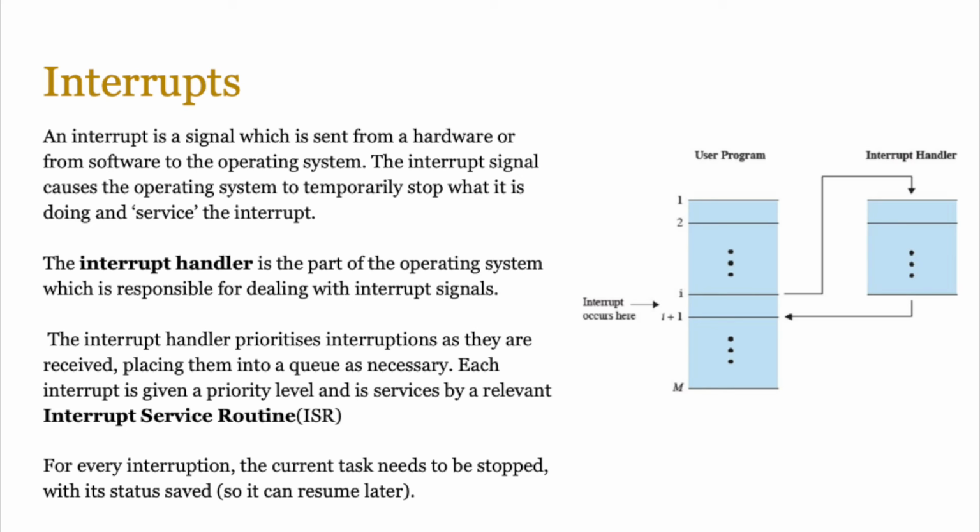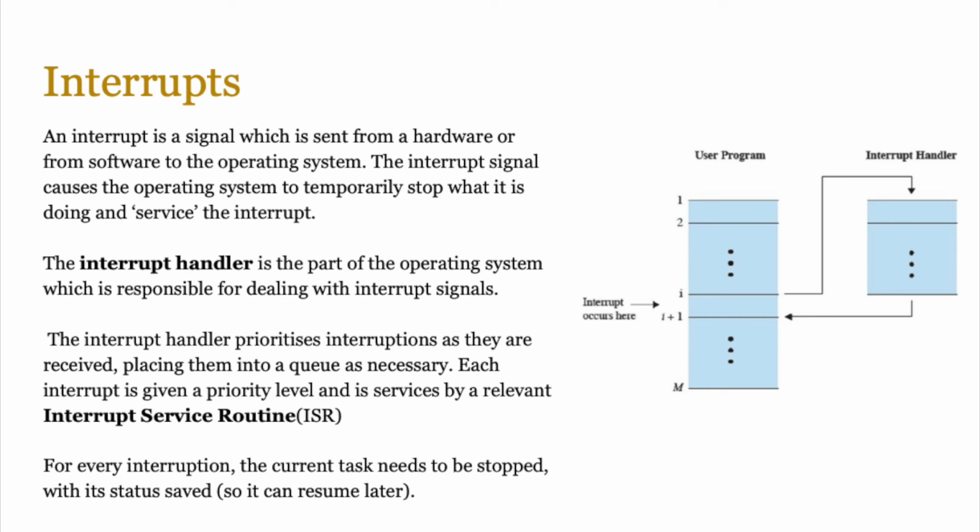Let's get back to interrupts. The interrupt handler is part of the operating system, which is responsible for dealing with interrupt signals. So you get an interrupt, and this interrupt handler will deal with all the interrupts that are coming through. So it's like an assistant for interrupts. The interrupt handler prioritizes interruptions as they are received, so it places them in a queue as necessary. So it says, this is a high priority one, it goes up in the queue. This is a low priority one, it gets to the back of the queue.